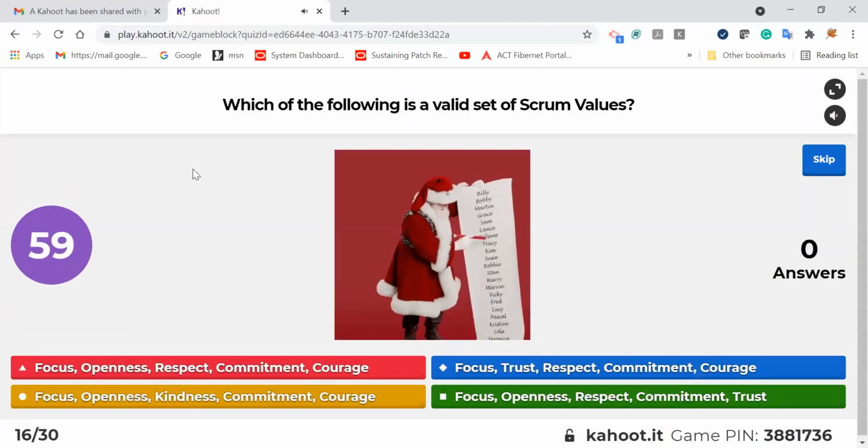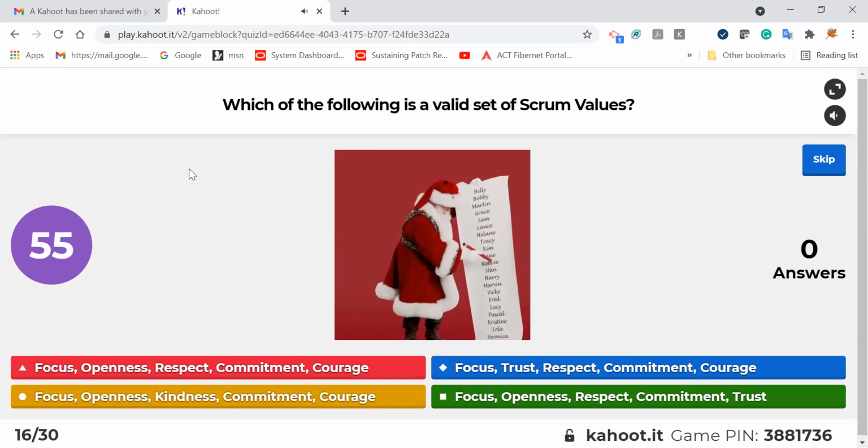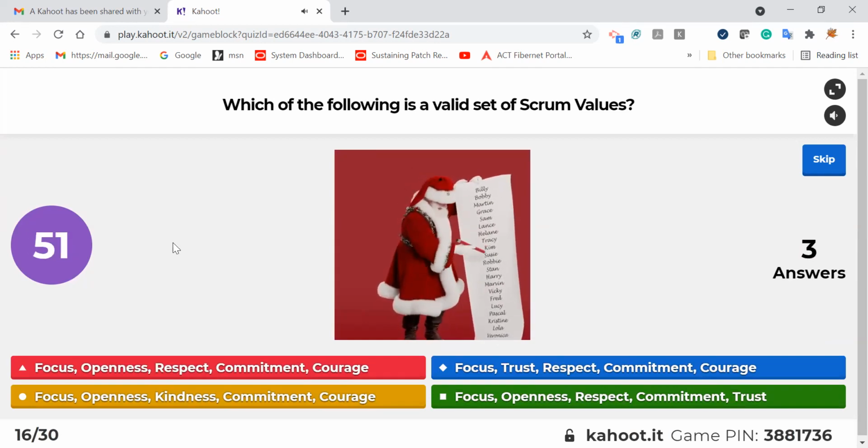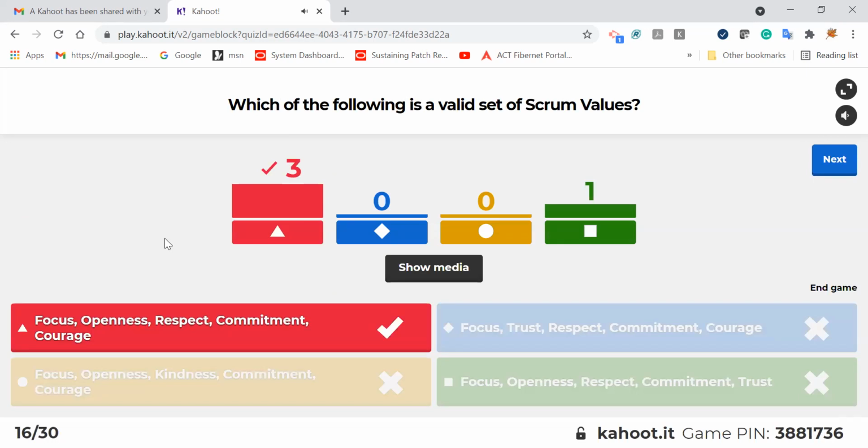Which of the following is a valid set of Scrum values? Super. I don't know why the fourth option is being selected. We don't have trust actually in this. We have focus, openness, respect, commitment, and courage.